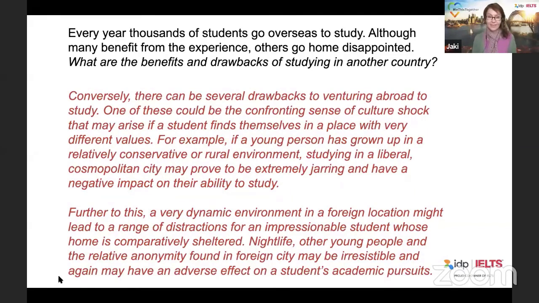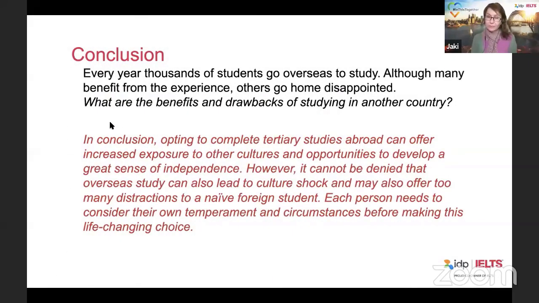And then the conclusion, you can just summarize all the points. That's the quickest way to do it. Just summarize all the points that you said, or restate them. Sometimes you can point to the future if you want to. Like, in the future, I feel there'll be even more people studying overseas. That's fine. You can do that as well. So in conclusion, opting to complete tertiary studies abroad can offer increased exposure to opportunities to develop. However, it cannot be denied that overseas studies can also lead to culture shock and distractions. Each person needs to consider their own temperament and circumstances before making this life-changing choice.